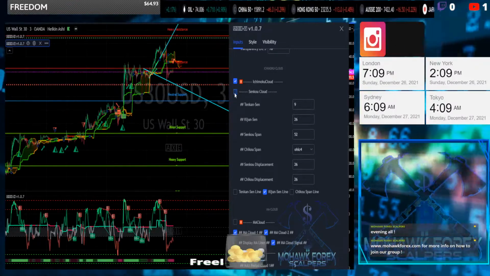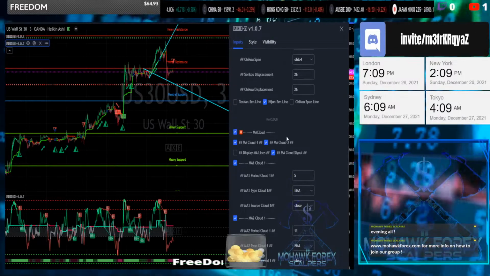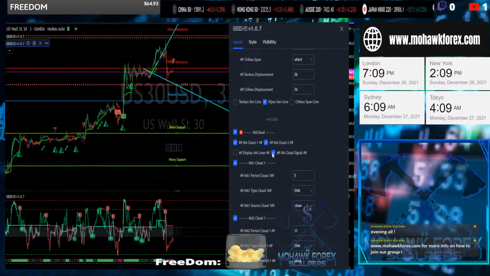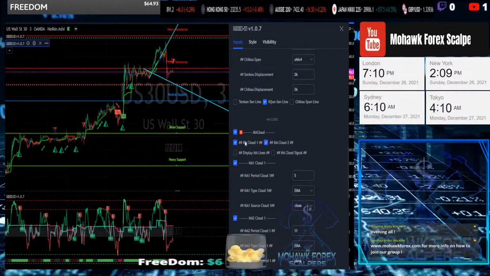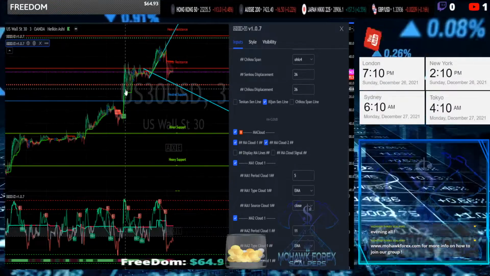So again, I teach that in the group. There's a moving average cloud. Again, there are different signals and display lines you can have in there, etc. as well. So that's a pretty good one. So if you like trading your moving averages, your cloud, look, as you can see.